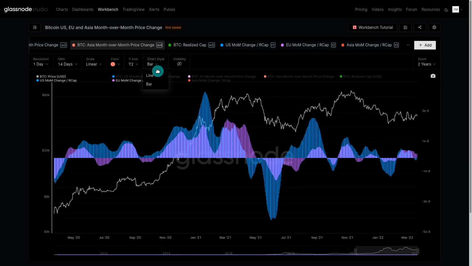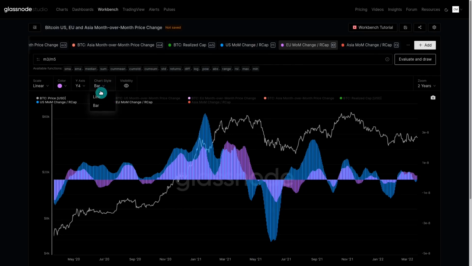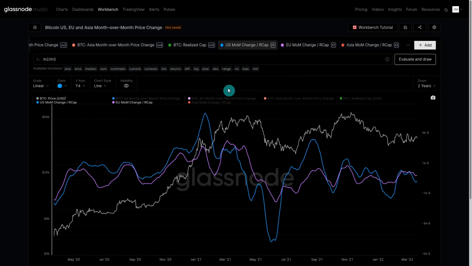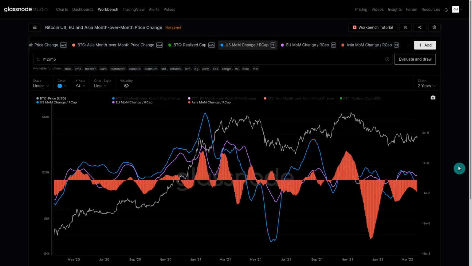So now what we're going to do, we're going to change these. We've actually just introduced a bar and a line style chart to these. So we're going to turn the European ones to a line chart, and the US to a line chart. This is just so we can see them as almost ghost traces in the background. And we're now going to introduce the Asian trading hours, so we can see how it differs across different parts of the world.